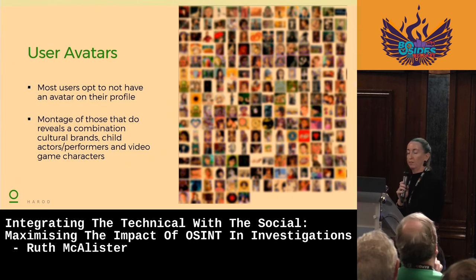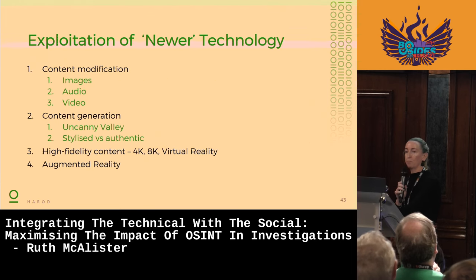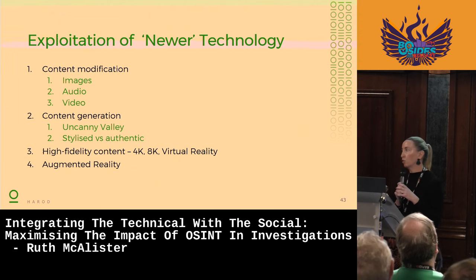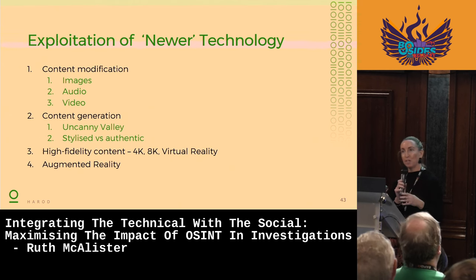But what I did discover from this particular forum was that they really like to exploit newer technology. They talk around how you can modify content around images, around audio, around video, for example. They talk a lot around high fidelity content, 4K, 8K, virtual reality, and of course, augmented reality as well. So they're also adopting and exploiting newer technologies.